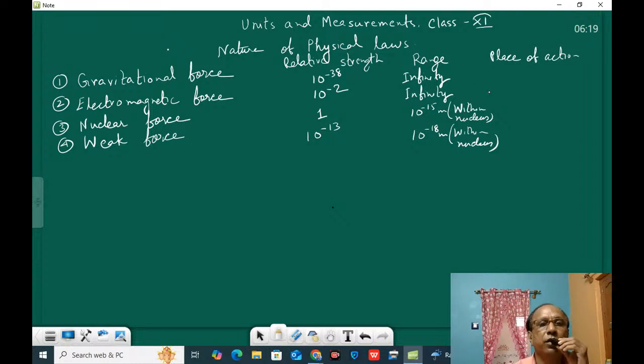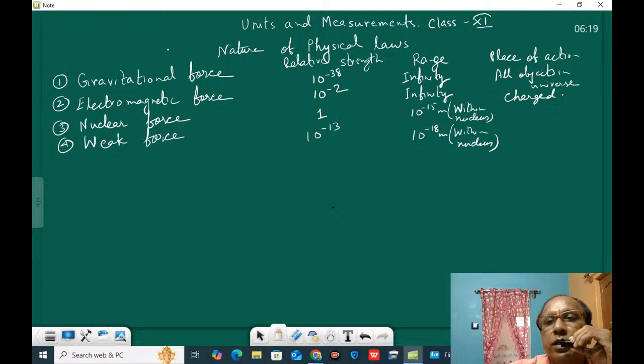For the place of action, gravitational force applies to all objects in the universe. The second one, electromagnetic force, is for charged particles.